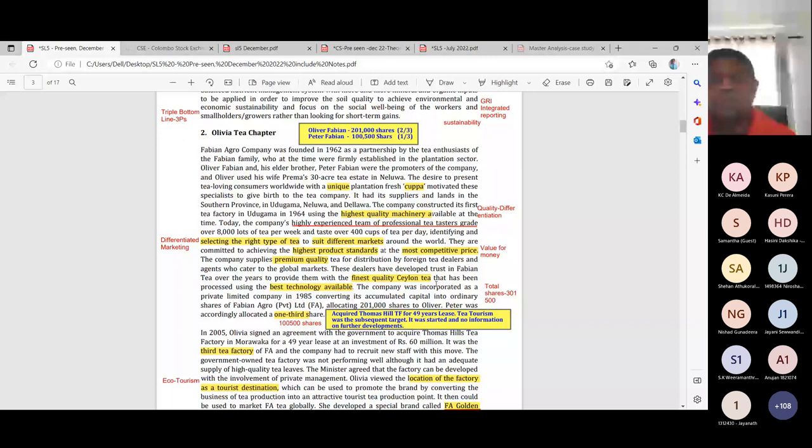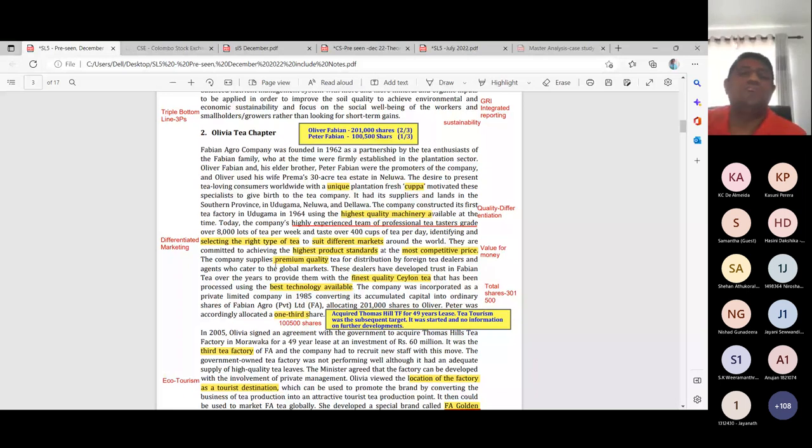The company was incorporated as a private limited company in 1985, converting its accumulated capital into ordinary shares of Fabrian Agro Private Limited, allocating 201,000 shares to Oliver. Peter was accordingly allocated one third of the shares. Who is Peter? That is the elder brother. So Oliver has two thirds of the shares and Peter has one third. The total shares is 301,500. Right.